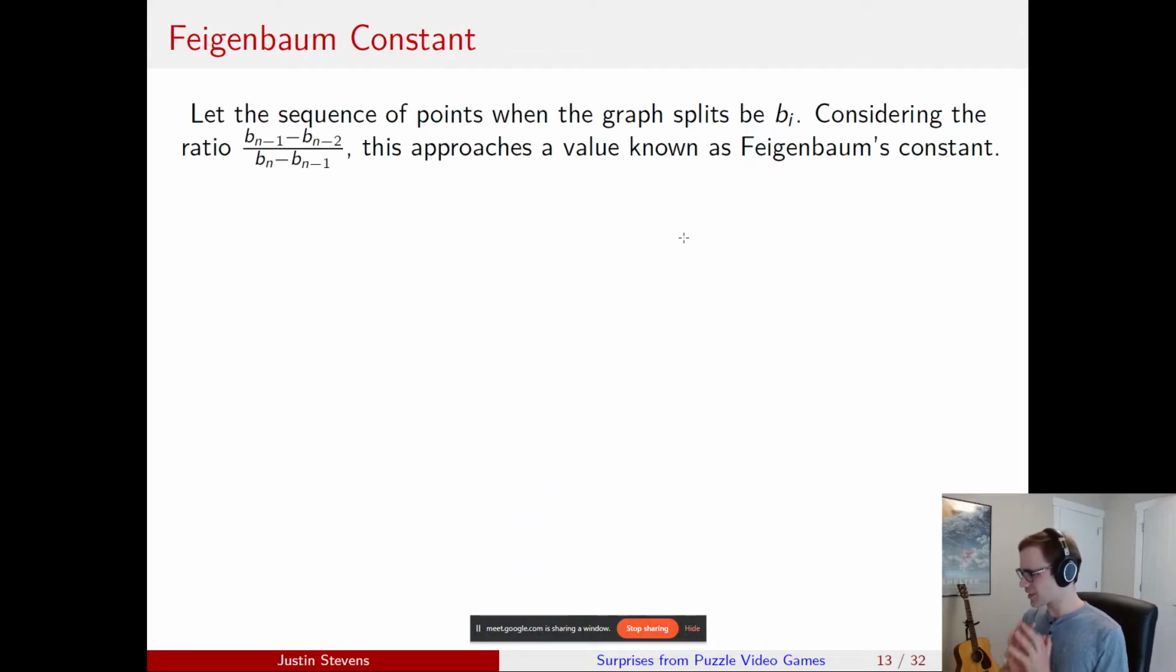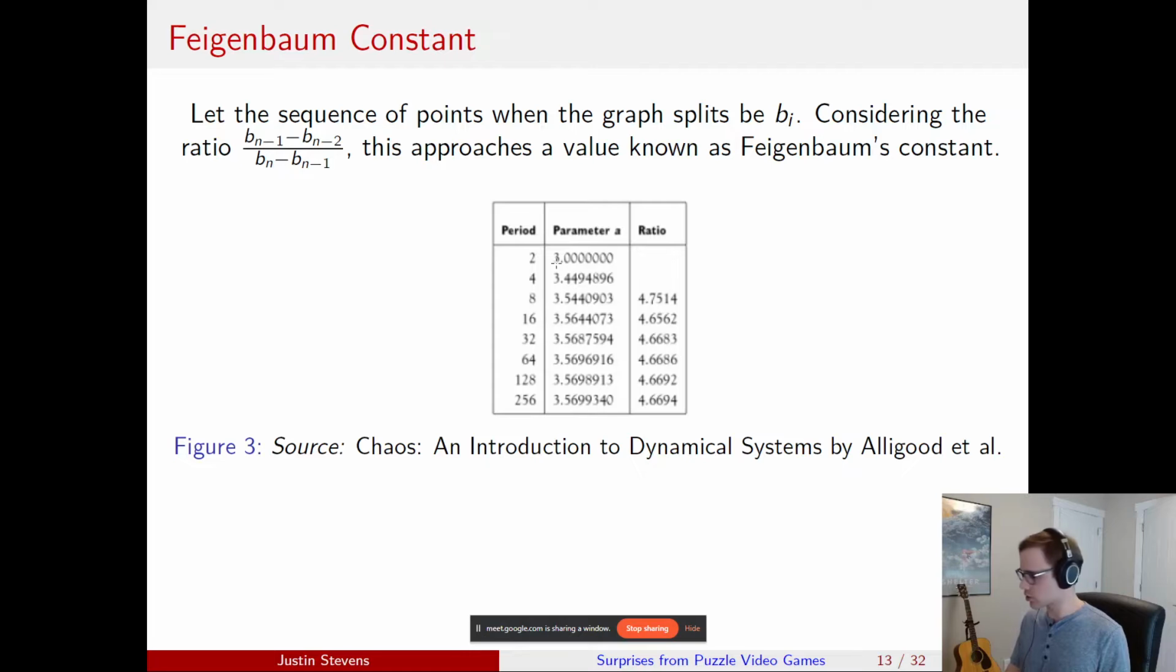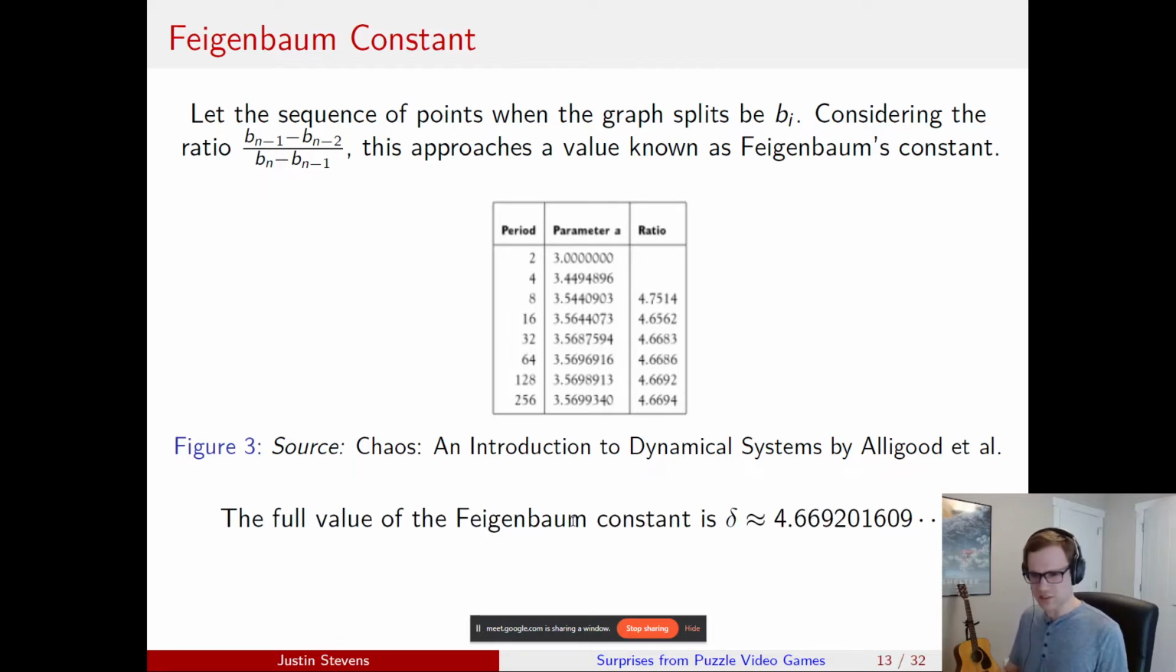But what's really interesting is we can take this sequence of randomness, where it looks like there's a bunch of stuff going on, and we can still find some order underneath. If we consider the sequence of points at which this graph splits, call it b sub i, and consider the successive ratios of the differences between those points, this actually approaches a known constant. We took that first splitting point, which is around 3, and the second splitting point, which is about 3.4, and so forth. And we look at what the ratio converges to, and it begins to converge to a constant. The value of this constant isn't super important, but it's shown there.